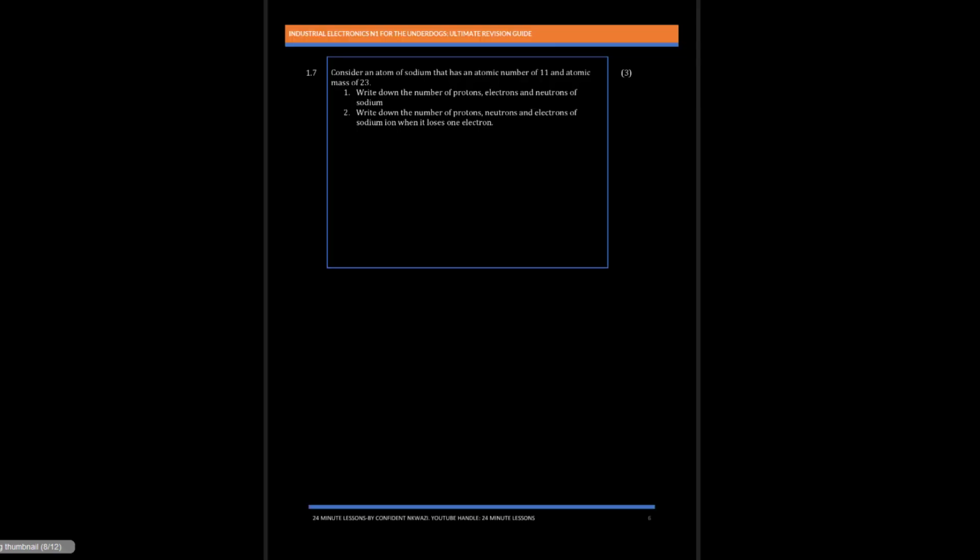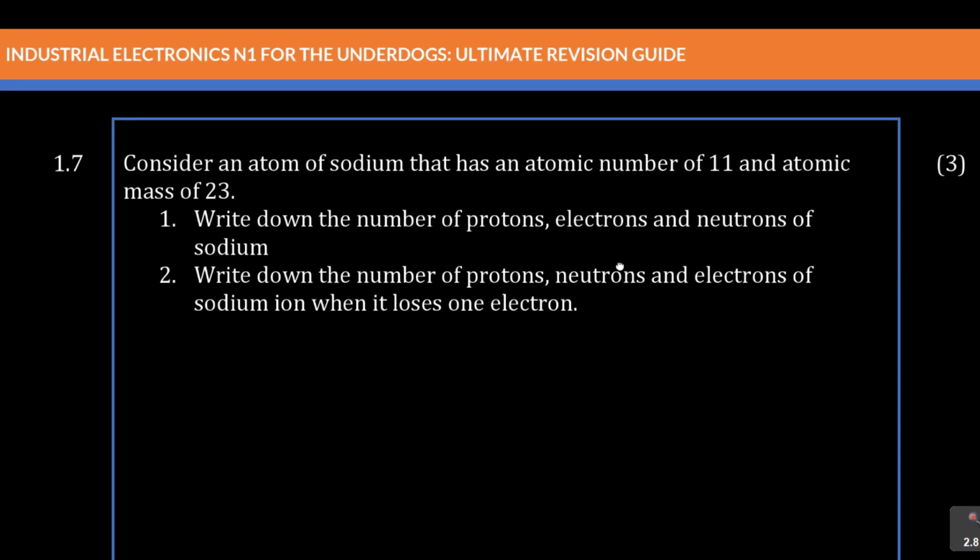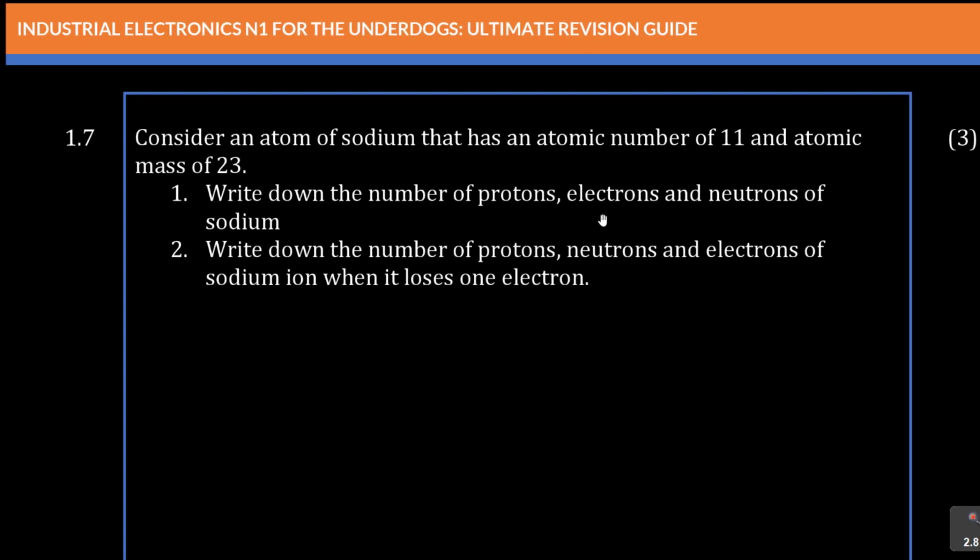So next one. Okay, as I say, these are previous papers, guys. I didn't just take this from somewhere. I just took them directly from previous papers, and this is what you expect in your exam. It says consider an atom of sodium that has an atomic number of 11 and an atomic mass of 23. This is where I want to link that question of sodium. Now it says write down the number of protons, electrons and neutrons of sodium. So now you have got sodium.